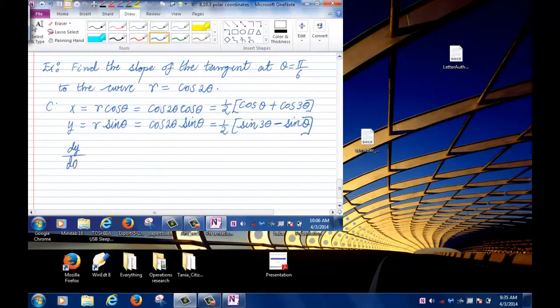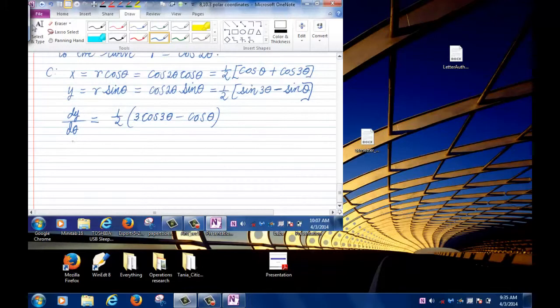So now, what is dy d theta? Well, dy d theta would be half of, what's the derivative of sine 3 theta? Cosine 3 theta, times 3, minus cosine theta. And what is dx d theta? That would be half of negative sine theta and negative 3 sine 3 theta, right?